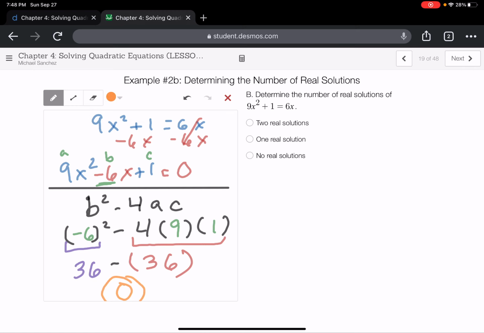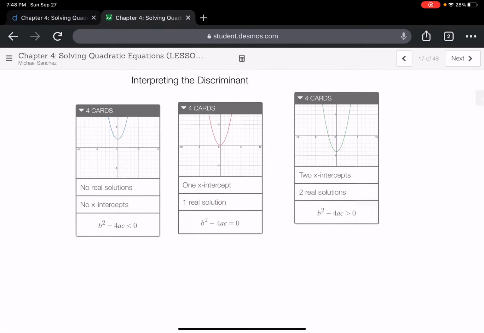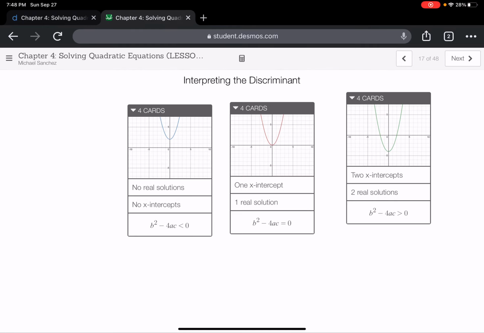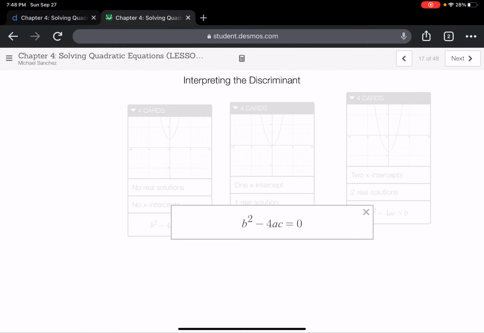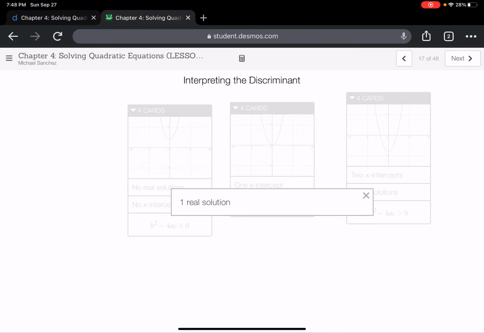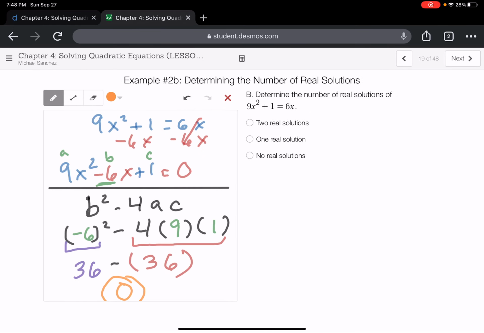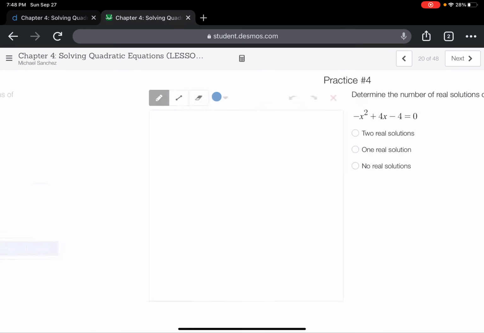Okay, so 0 is our value. If we come back here, if the discriminant is equal to 0, then we have 1 real solution. One real solution, because our discriminant is equal to 0.